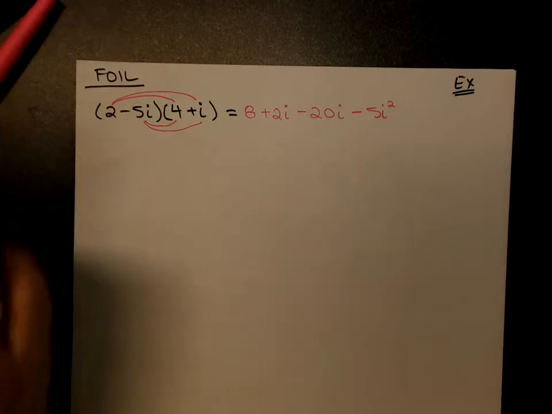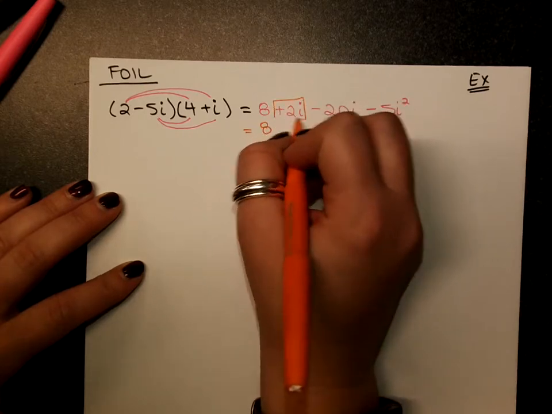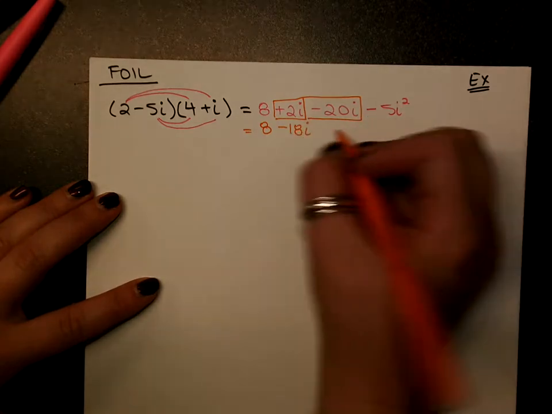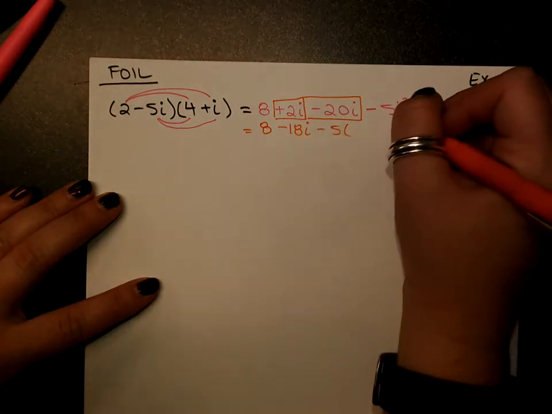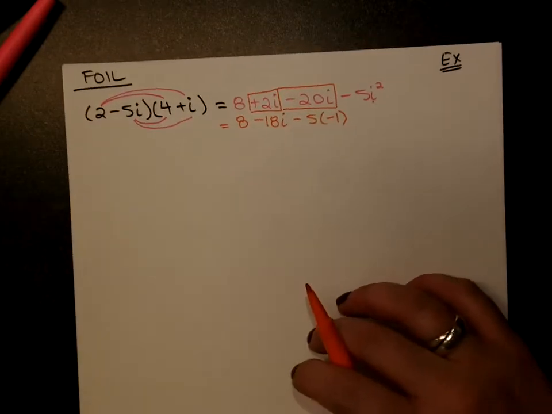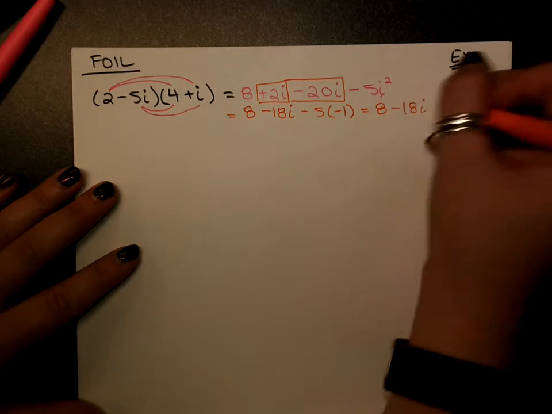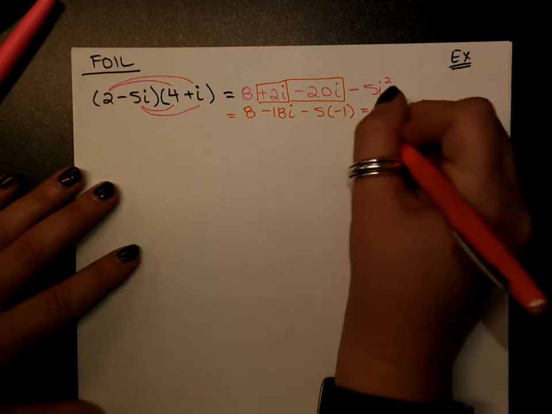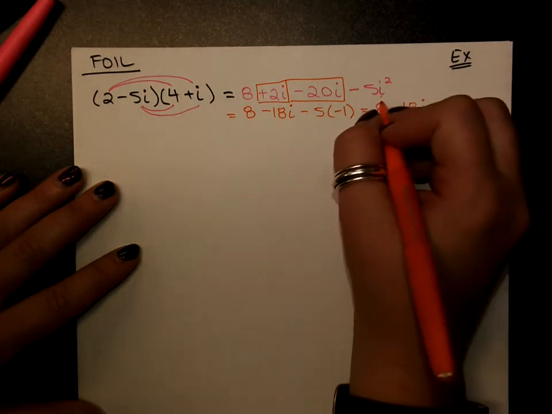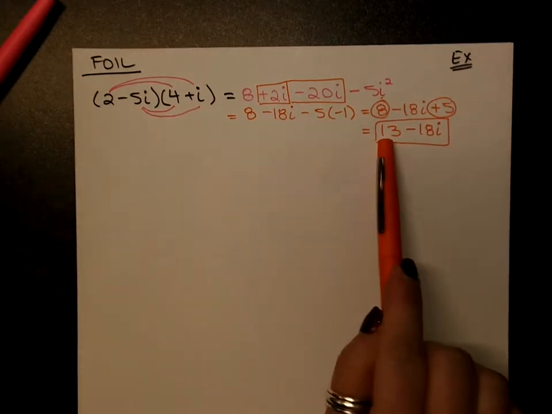Now we're going to clean this up. The 8 is just 8. Positive 2i can combine with negative 20i to make negative 18i. Minus 5, now as soon as I see i squared, I'm going to write negative 1. So it becomes negative 5 times negative 1. From here, that's 8 minus 18i plus 5, which gives me 13 minus 18i. Just combine the 8 with the 5. 13 minus 18i. Real number first and then imaginary.